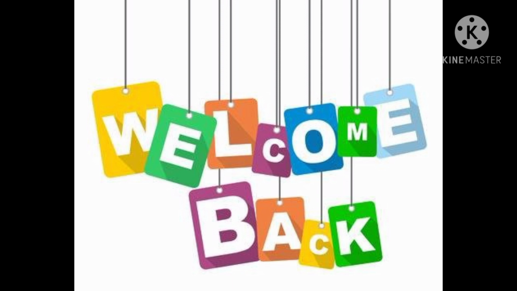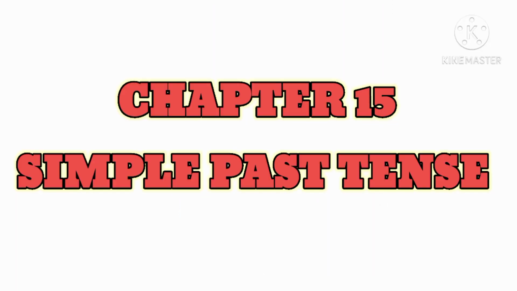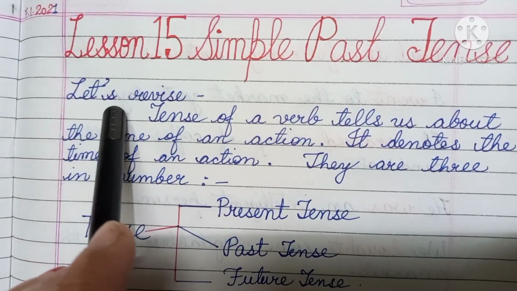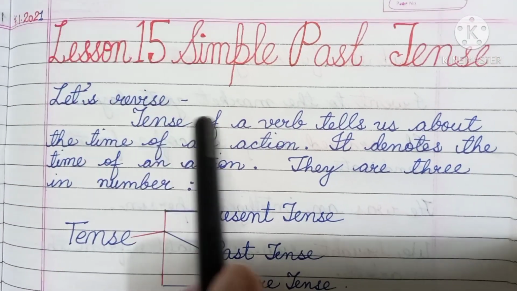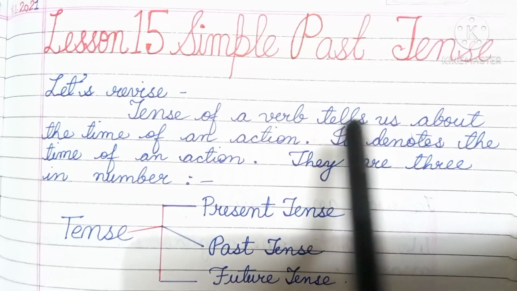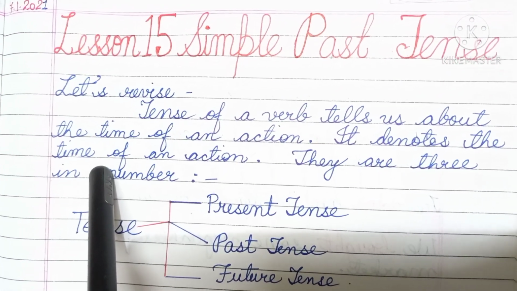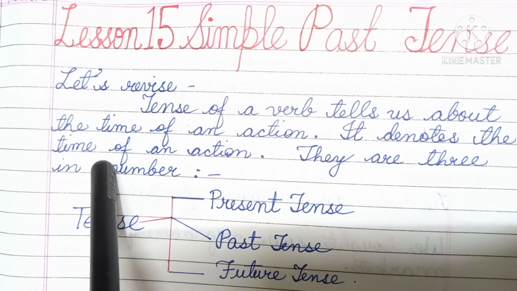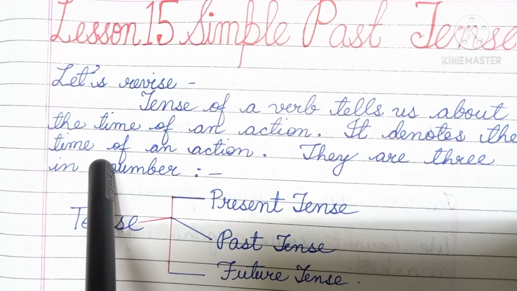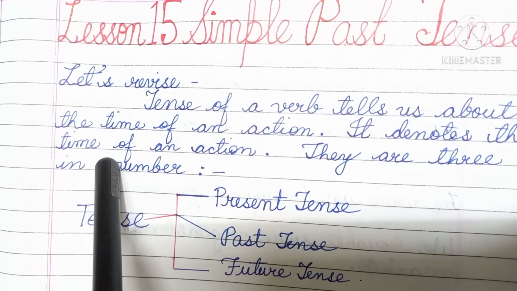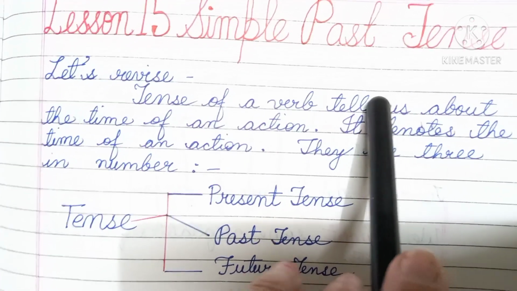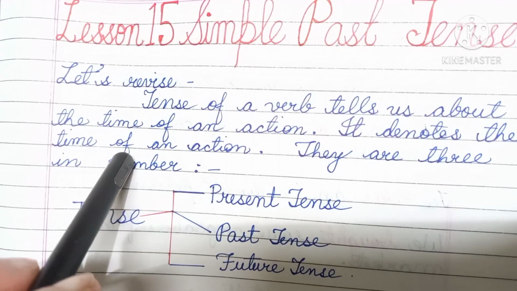Today, I will take up English grammar and will begin with chapter 15, simple past tense. Let's revise what is the tense of a verb. Tense of a verb tells us about the time of an action, which means the tense of a verb tells us at what particular time that action has been done. It denotes the time of an action being done.